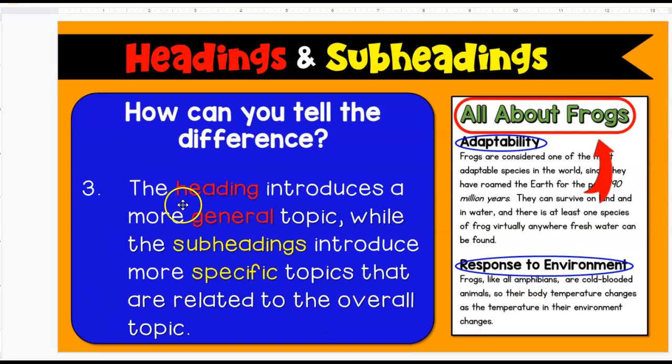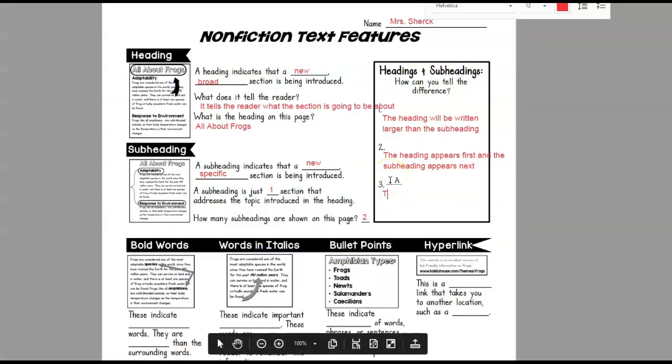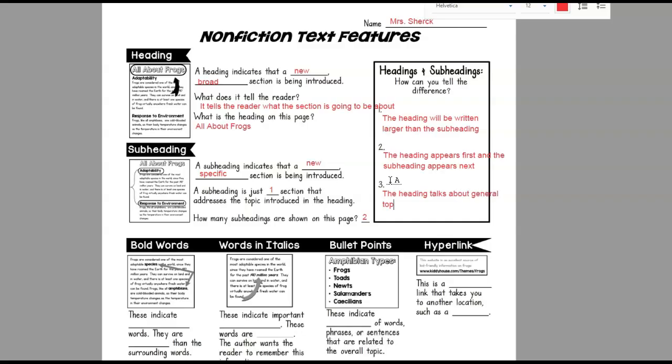So I go to the next one. It says the heading introduces a general topic. If you remember, we said it's all about frogs, and the subheading introduces specific. So I'm going to go back to number 3, and I'm going to write: the heading talks about general topics, and the subheadings talk about specific topics. Okay, so we've got the top half done.